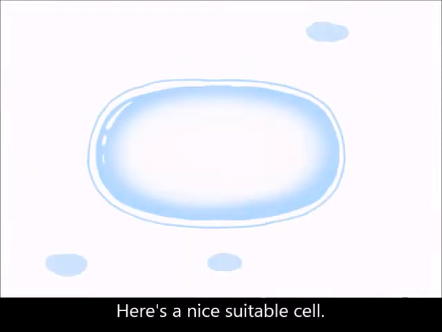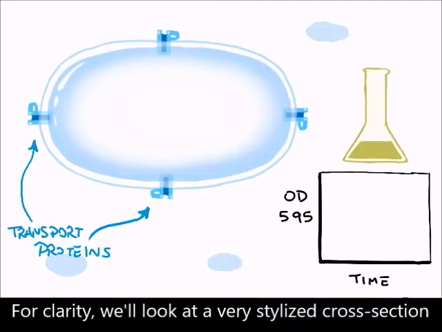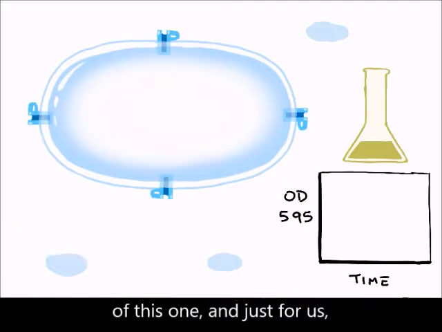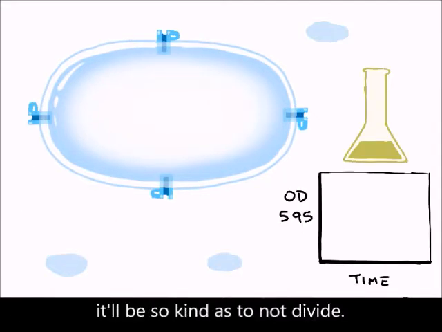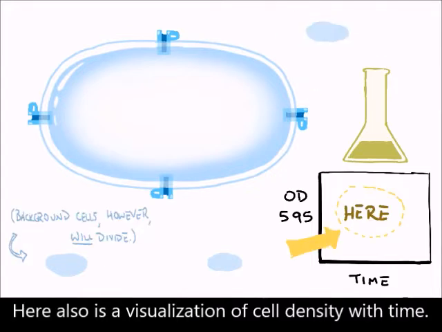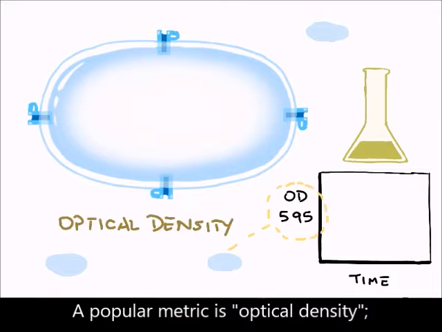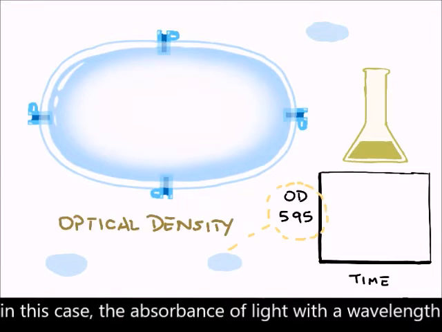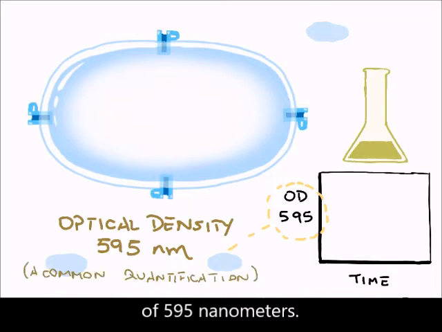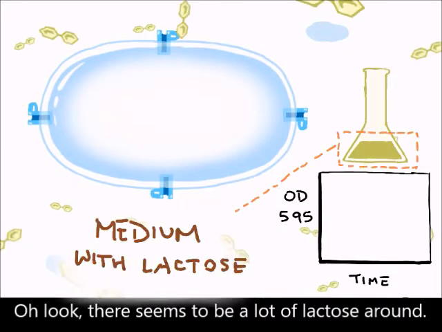Here's a nice, suitable cell. For clarity, we'll look at a very stylized cross-section of this one, and just for us, it'll be so kind as to not divide. Here also is a visualization of cell density with time. A popular metric is optical density, in this case, the absorbance of light with a wavelength of 595 nanometers. Oh look, there seems to be a lot of lactose around.